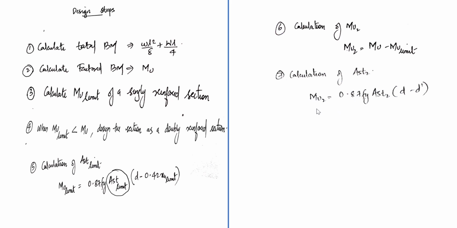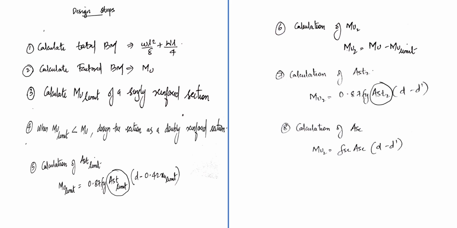From there you can do the calculation for AST2. I can write AST2 in terms of steel as MU2 is equal to 0.87 FY AST2 into D minus D dash. Assume a certain value for D dash as 50 or 60 mm, and based on that you will get the value for AST2.